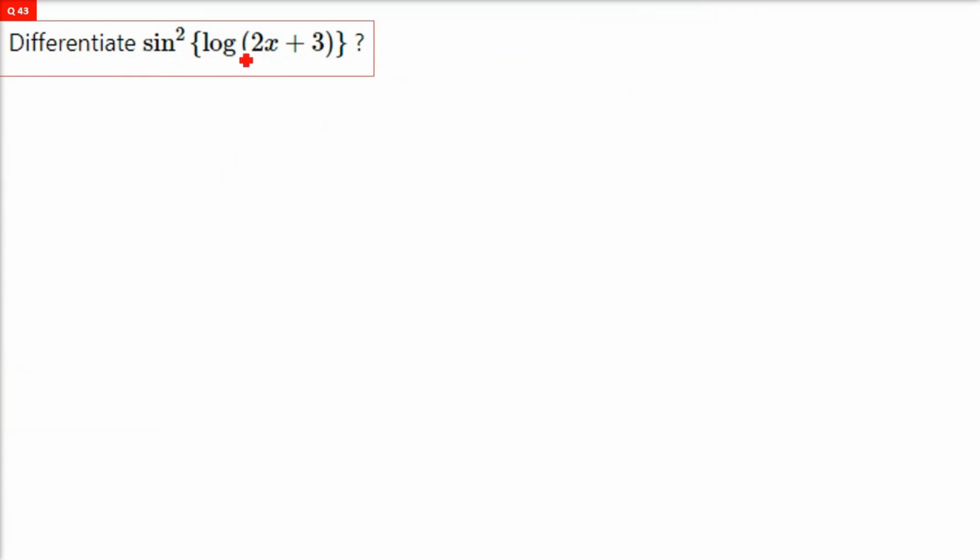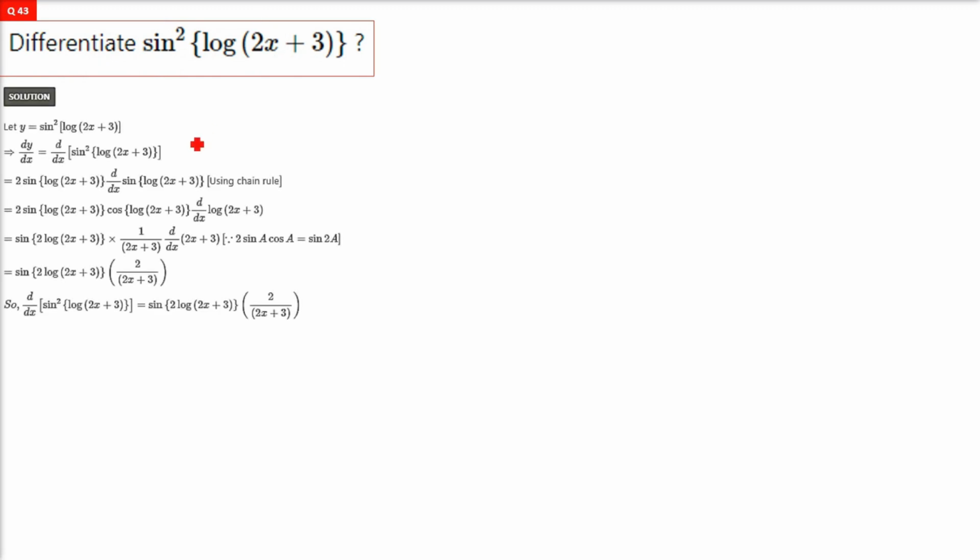Differentiate sine square log 2x plus 3. So the coming questions are very straightforward, which we will be doing today. And those who want to skip can just see the solution, and if they are comfortable, they can go ahead. So this sine square is equivalent to x square, so the differentiation is 2x simply. When you do d by dx of anything square, the 2 will come in front and sine 2 minus 1, that is sine of log 2x plus 3.